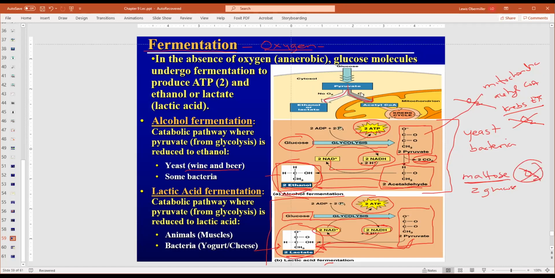Glycolysis occurs no matter what. And we end up with 2 ATP, and there's 2 different kinds. There's ethanol fermentation, which is done by yeast and bacteria, and that's how we make wine and beer. And then lactic acid fermentation is done by mostly animals. So bacteria do this, and this is in your yogurt and cheese. That's how we produce yogurt and cheese. Any questions about fermentation?